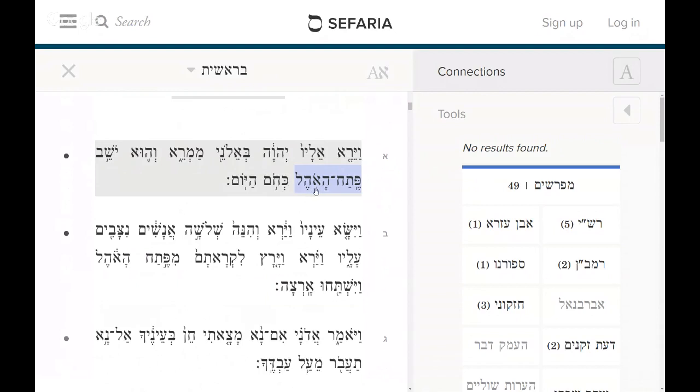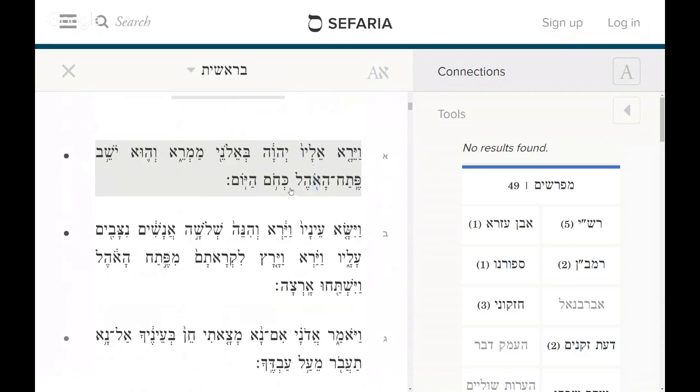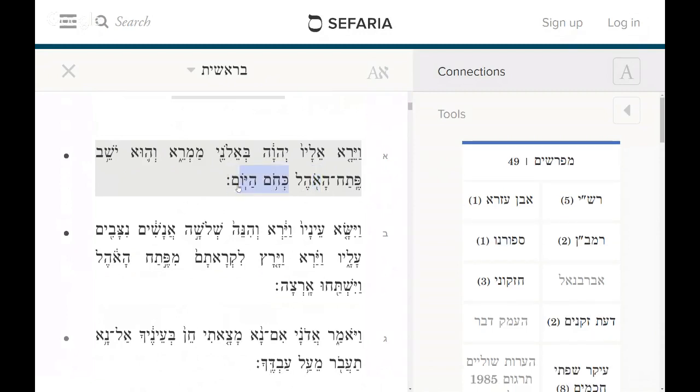And make sure you're stressing both of these words as you're reading them on the first syllable. Petach ha-ohel. I guess that's not the first syllable of this whole word, but the word is ohel. Ohel is where you stress that. And then kechom hayom. All right.